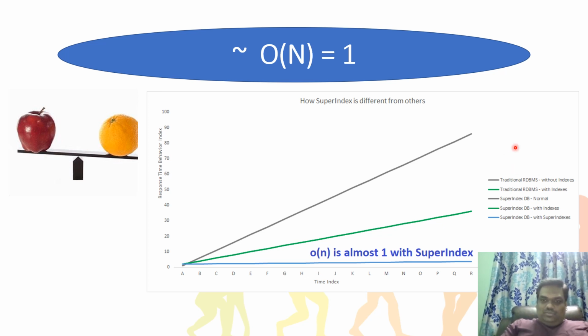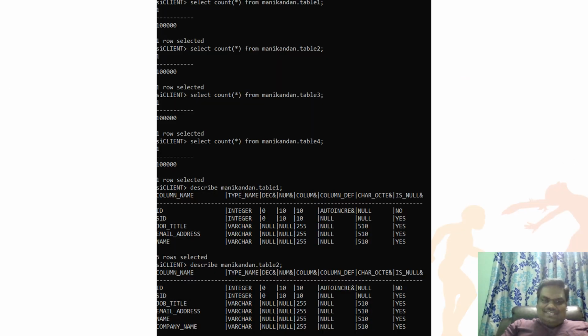Today, what we are going to talk about is the difference in practice. I have done one exercise today. We have compared with 1 million, 10 million, or 1 billion records, but to elaborate the difference between other DBs on the planet and SuperIndex DB, I have taken only 100,000 rows. Please note that we have taken only 100,000 rows in a table.